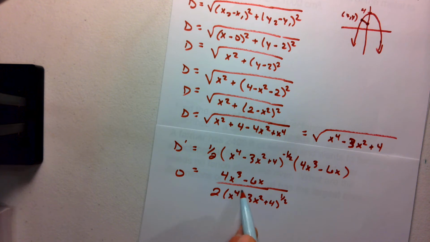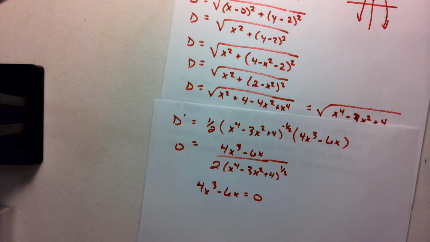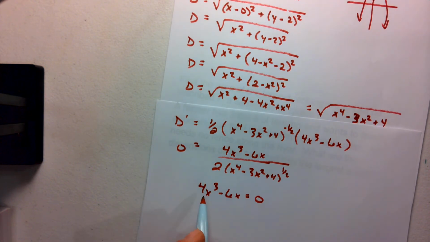So we're really not interested, with our max-min problems, in where our denominator is equal to 0. That's going to give us kind of an erroneous solution because it's not going to give us a value of use. So really we're only interested in that numerator being equal to 0. So I have 4x to the 3rd minus 6x equal to 0. I can go ahead and solve that for x.